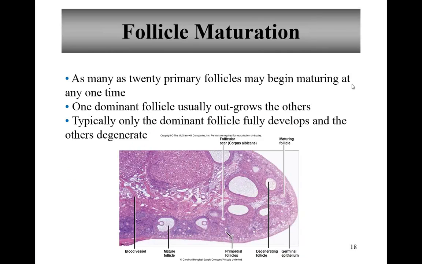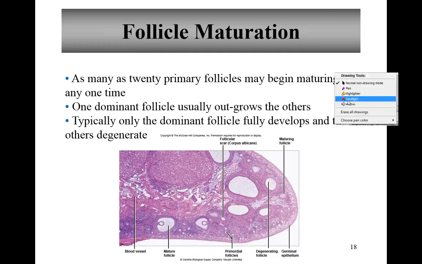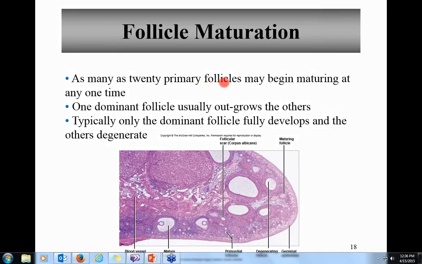Now we're still going to be talking about what's happening in the ovaries, but we're going to be talking about the tissue around the oocyte. This is called the follicle. Again, you have primary follicles. Primary follicles are referring to the oocyte plus the tissue around it. And every cycle, 20 follicles may begin to mature, but during that time, only one will become dominant. In other words, only one will be ovulated, typically. And the others will degenerate.